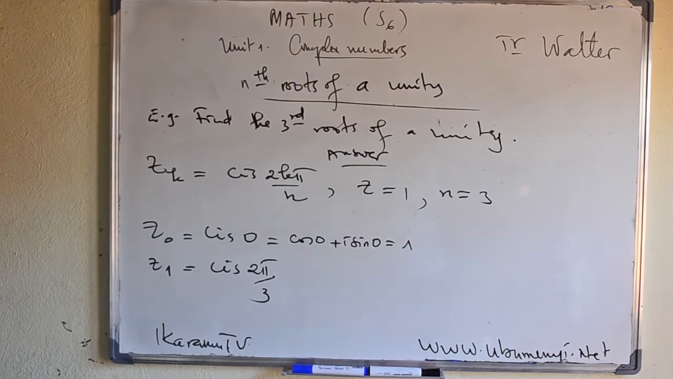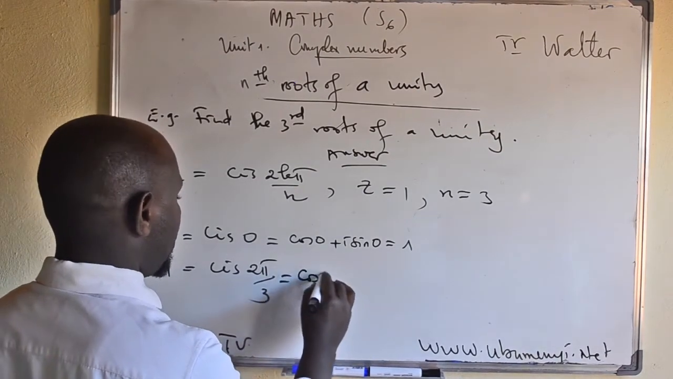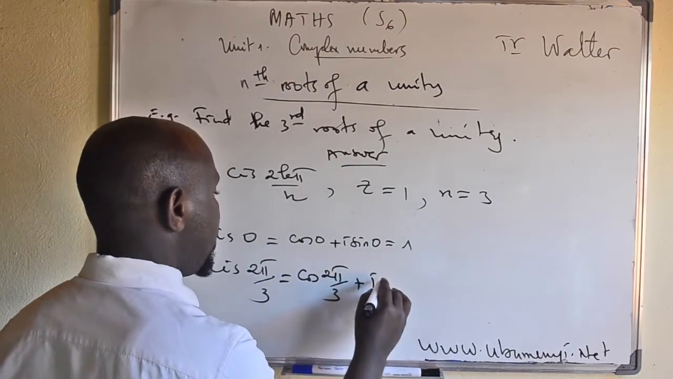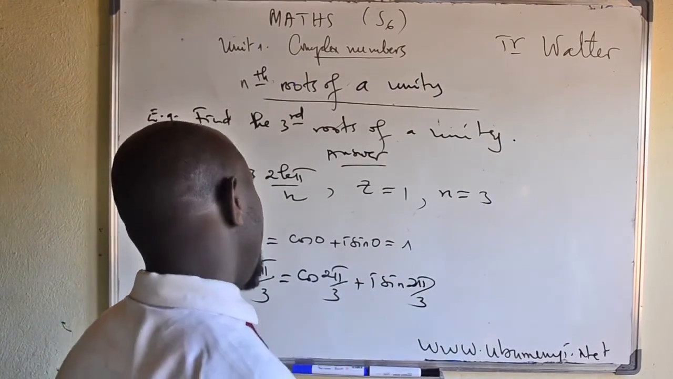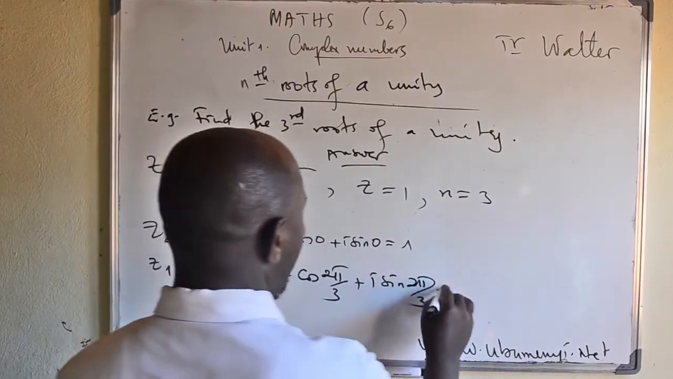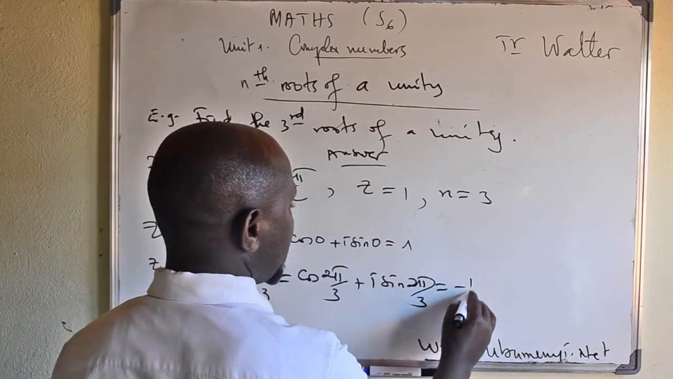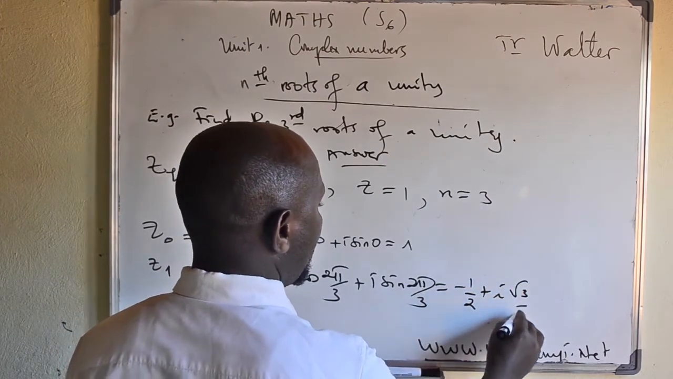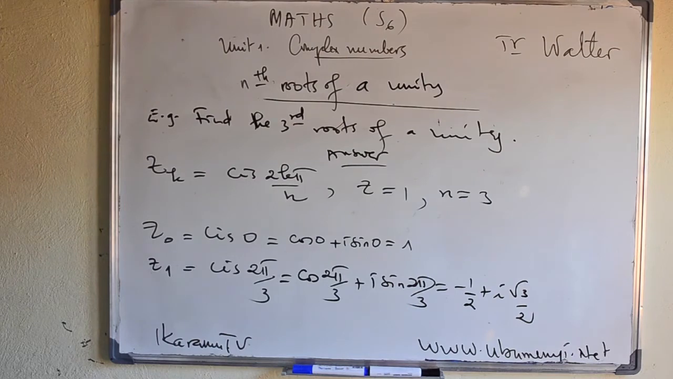We shall get now, ladies and gentlemen, if we expand, cos 2π/3 + i sin 2π/3, ladies and gentlemen. And now here we shall get that cos 2π/3 equals negative 1/2 plus i √3/2. And this is the third root, the second root.